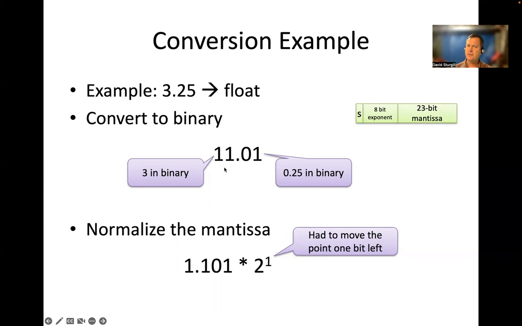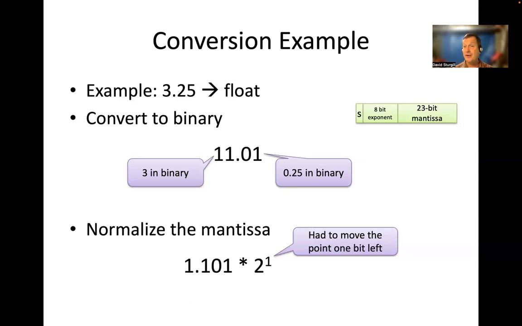So we're looking for what would go in the mantissa. That's going to end up being our mantissa, but the point wouldn't be here. We would normalize by moving it 1 bit to the left. If we move it 1 bit to the left, we need to increase the exponent. Moving it to the left is making the number smaller, so we need an exponent that's going to undo that. So this would be equivalent to 1.101 times 2 to the first.